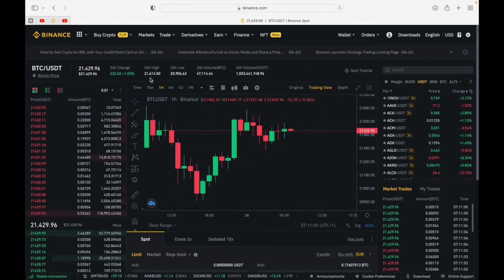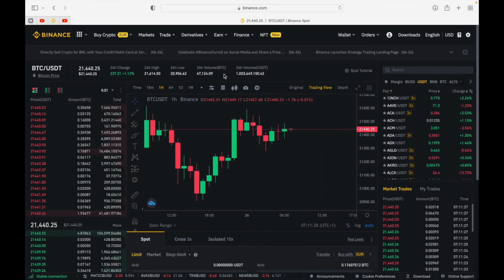24 hours high: this is the highest amount Bitcoin has attained within the last 24 hours, which is 21,614.50. Then 24 hours low: Bitcoin has dipped to 20,906.62 within the past 24 hours.